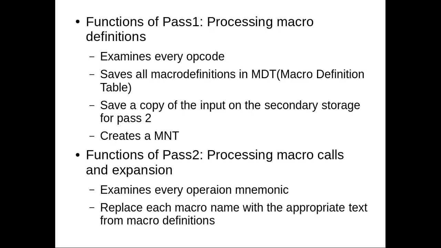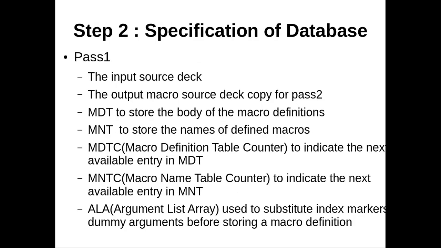Now we are entering the second step of our implementation, that is the specification of databases. Since we are discussing the two-pass algorithm, we are going to see what databases we are using in both pass 1 and pass 2. So the second step in the implementation of a macro processor is the specification of databases. We have to see both pass 1 as well as pass 2. First we'll see pass 1.